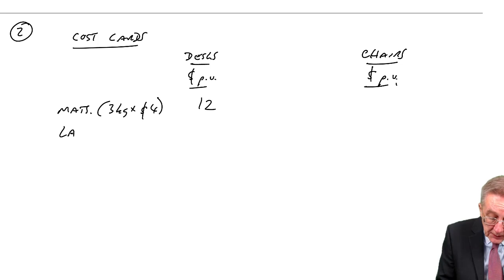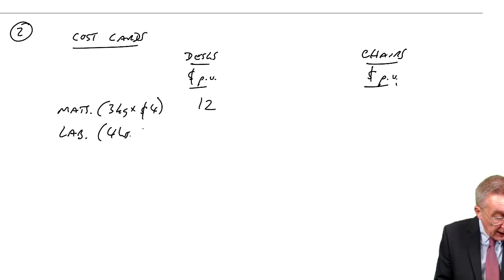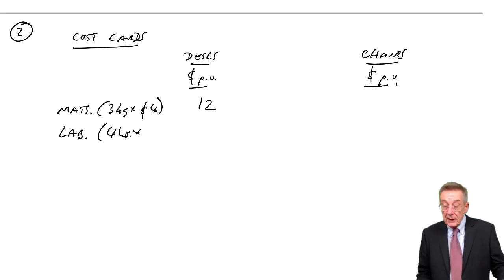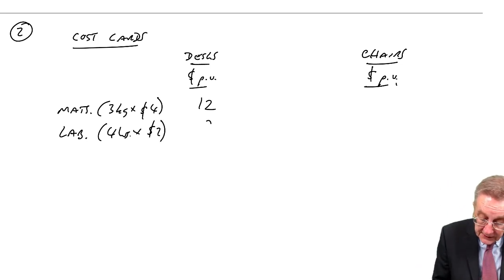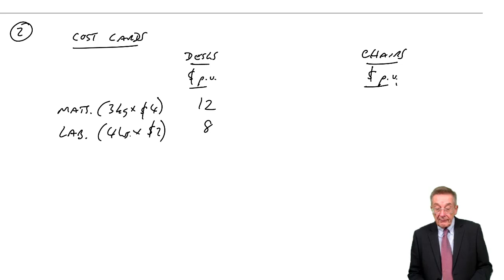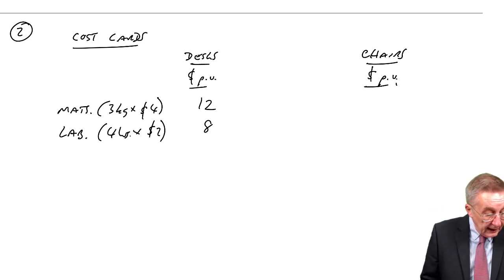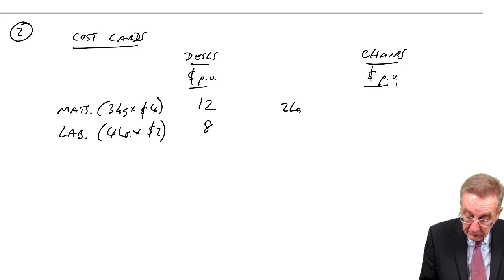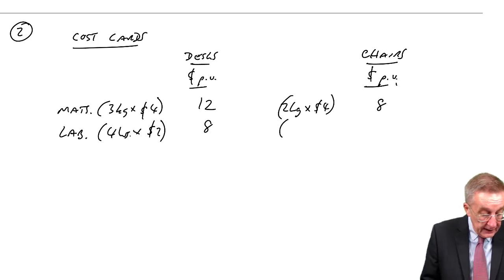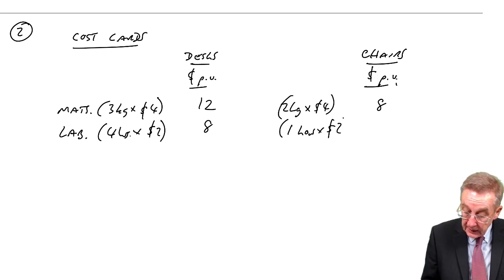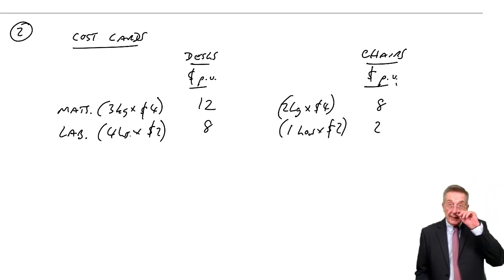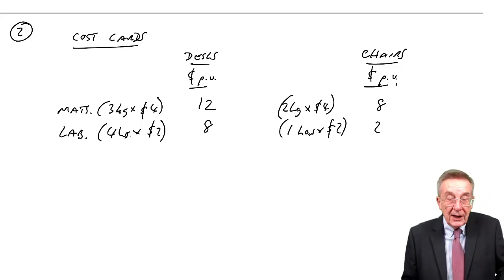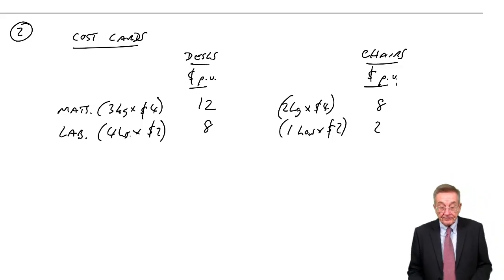It takes 4 hours to produce, so the labour, 4 hours at, it says later, labour's $2 an hour, $2 is 8, so no problem. And similarly for chairs. Materials, here it's 2 kilos of wood at $4 a kilo is 8. It's 1 hour of labour. We're paying $2 an hour, so 2. So that bit's fine. If you remember earlier, that's the direct cost, the materials plus the labour.